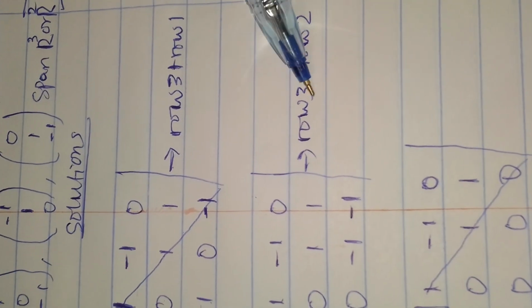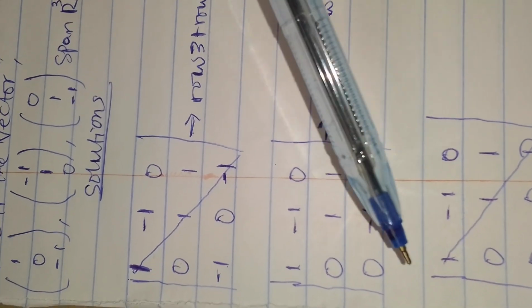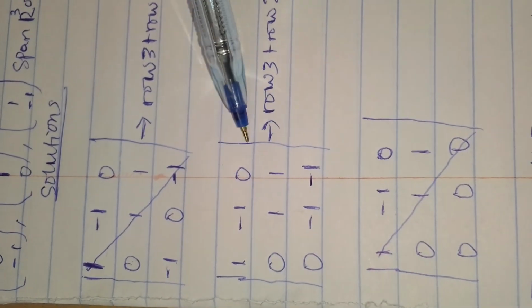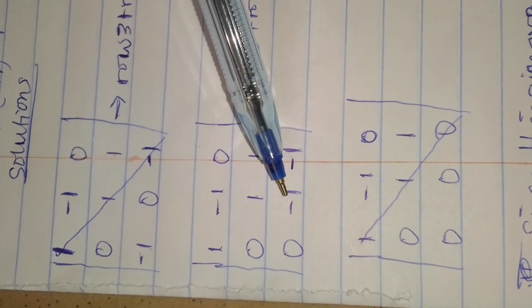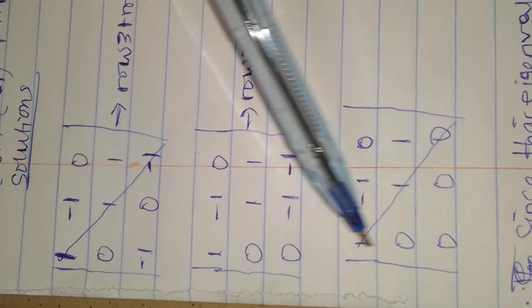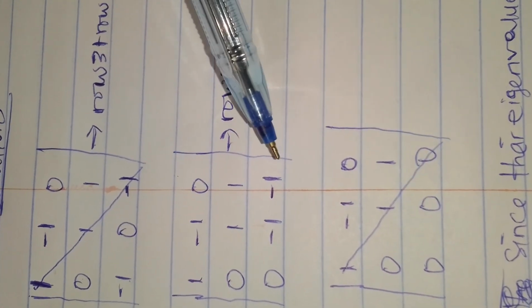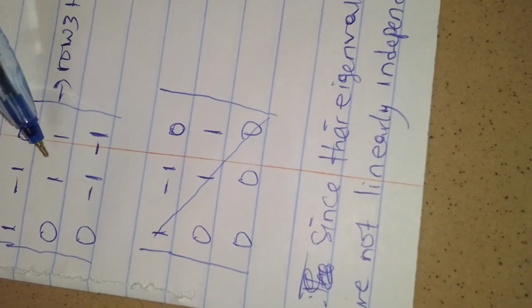To make it 0, look at what I did: row 3 plus row 2. This is row 3 and this is row 2. So row 3 plus row 2 will give you, bring down this number: 1 1 minus 1, 0 1 minus 1, 0 0 1 1. Therefore, row 3 plus row 2, that is 0 plus 0 will give you 0, this plus this will give 0, and minus 1 plus 1 will give 0.